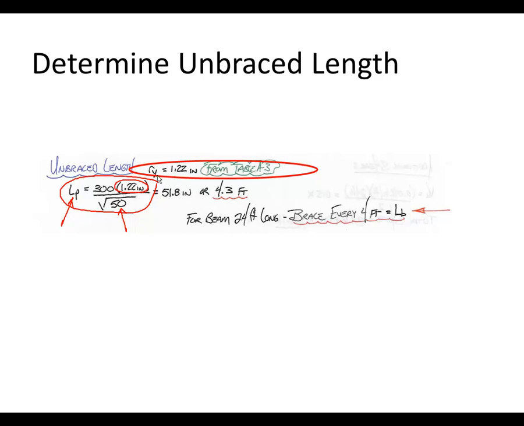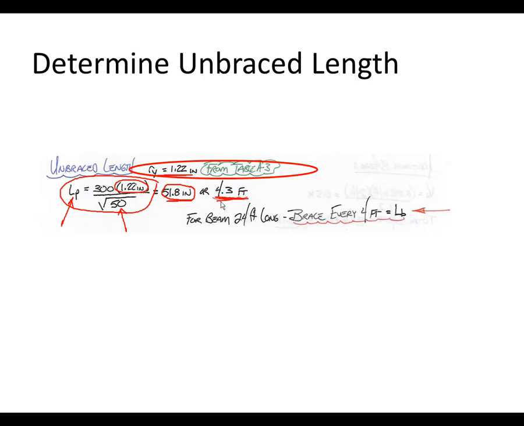We need to find the radius of gyration. It comes from the same table that we found the moment of inertia in, table A3. For a W18 by 35, the radius of gyration is 1.22 inches. Once you've got the value, it's really easy to do the math, and we determine that the unbraced length, meaning the maximum length that we can handle without any bracing, is 51.8 inches if we're going to achieve a plastic failure. I convert that to feet, it's 4.3 feet.